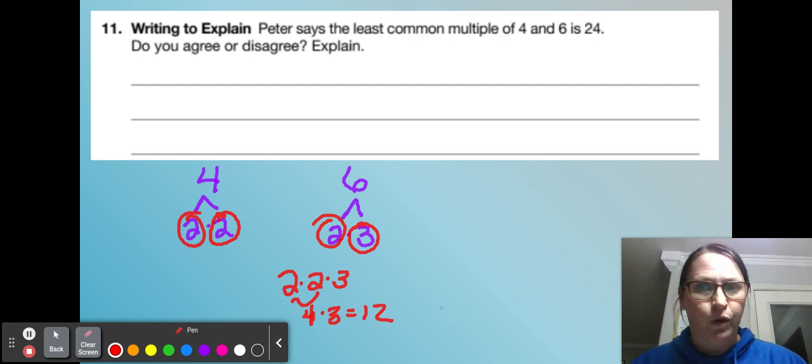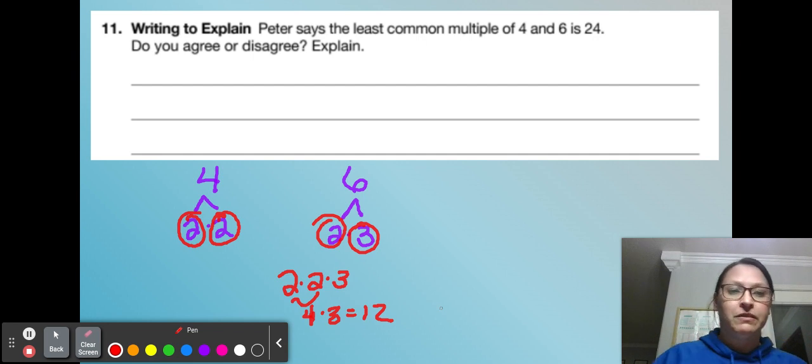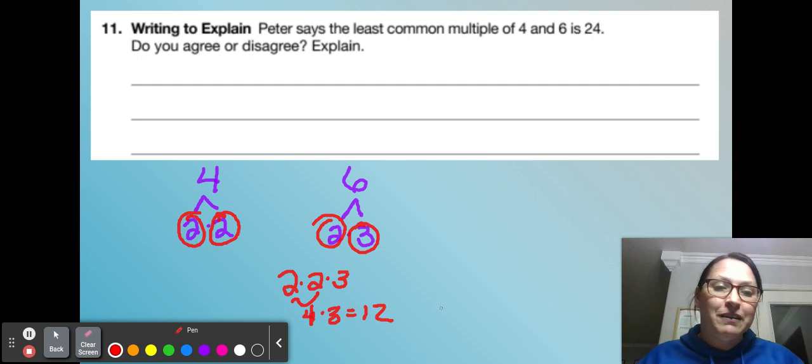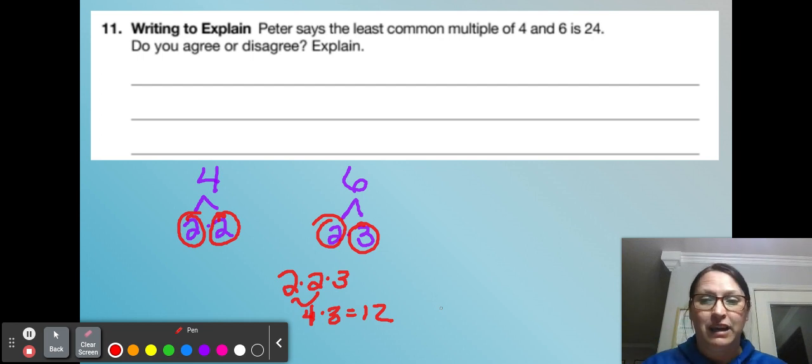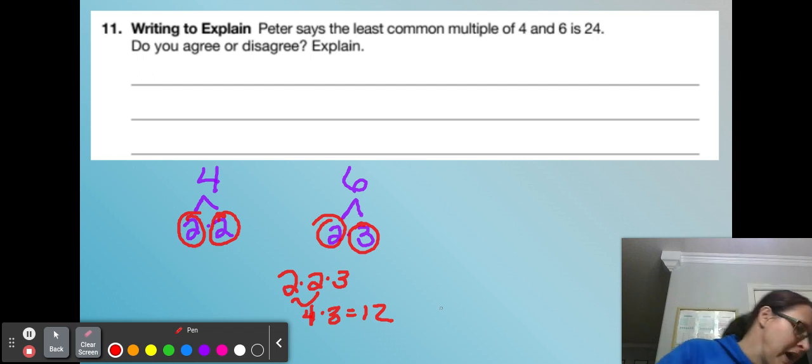It is not 24. That is one of those perfect examples of why, even though people tell you all the time, and people have even come up to you and said, guess what, Mrs. Herman? I figured out this really cool trick. I can just multiply them and get the least common multiple. And that does not work all the time. In fact, most of the time, that does not work. Some of the time, when you have a prime factor, or a prime number, it works. But it doesn't even always work with a prime number, as we saw back a couple of slides ago.